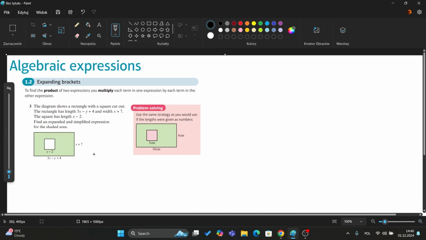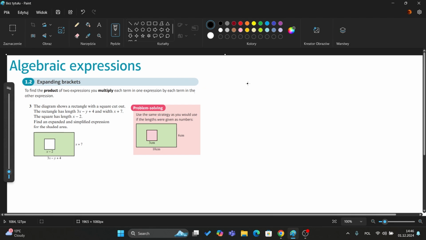So what happens here is that the diagram shows a rectangle with a square cutout. The rectangle has the following length and the following width. The square has the following length. Find and expand and simplify the expression for the shaded area.